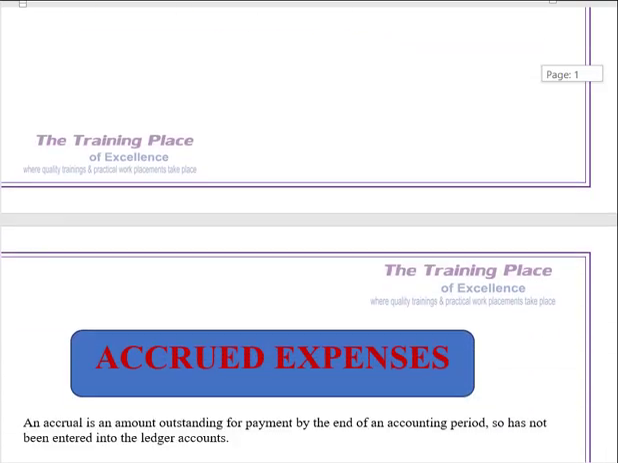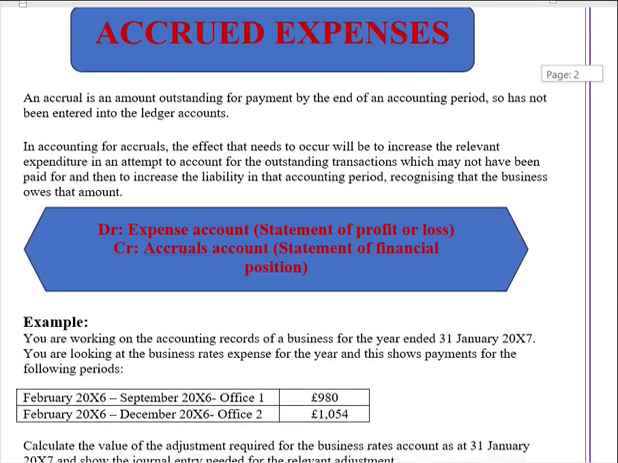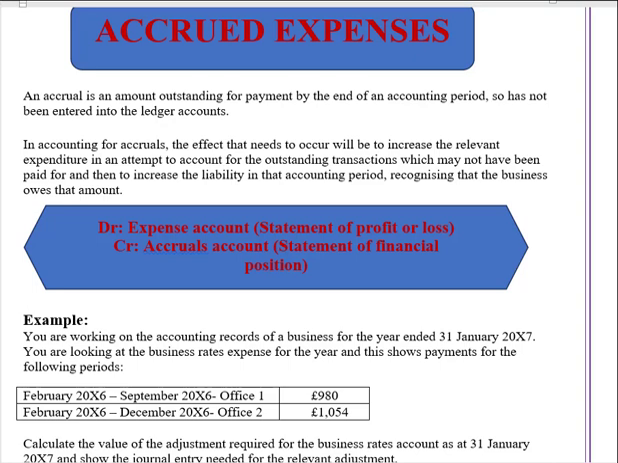accruals. Accruals are amounts outstanding for payment by the end of an accounting period, so they have not been entered into the ledgers. That is to say, you're owing some money. In accounting for accruals, the effect that needs to occur will be to increase the relevant expenditure in an attempt to account for the outstanding transactions which may not have been paid for, and then to increase the liability in the accounting period, recognizing that the business owes that amount.